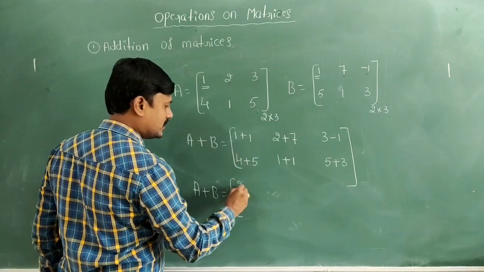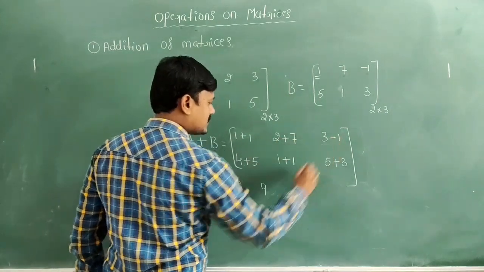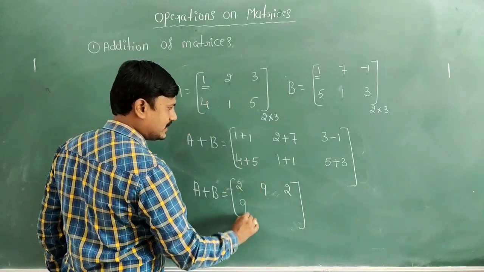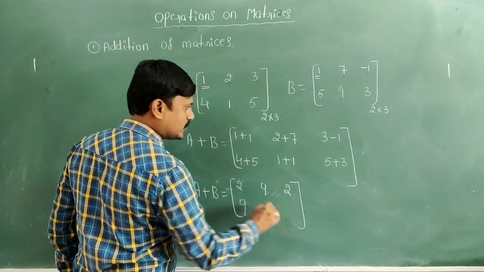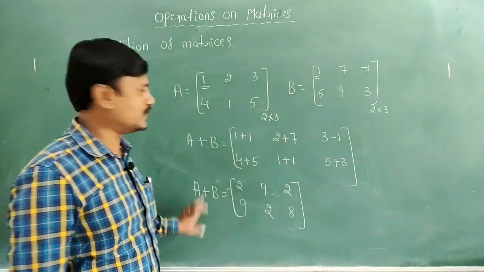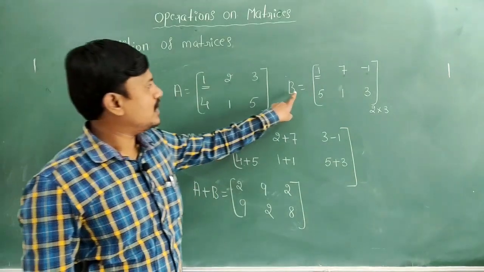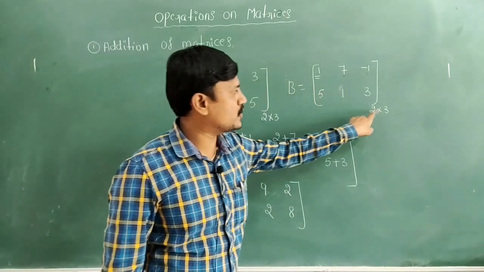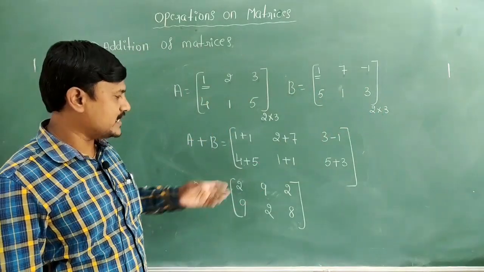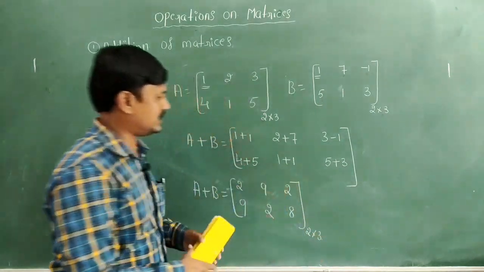Therefore, A plus B is equal to: 1 plus 1 is 2, 2 plus 7 is 9, 3 minus 1 is 2, 4 plus 5 is 9, 1 plus 1 is 2, and 5 plus 3 is 8. This is the sum of the two matrices. The order of matrix A is 2 cross 3, the order of matrix B is 2 cross 3, so the order of A plus B is also 2 cross 3.